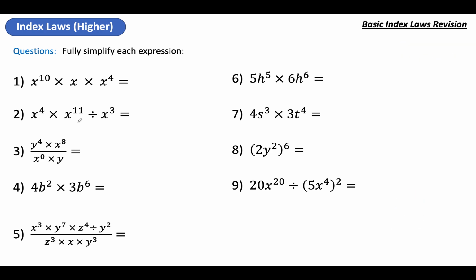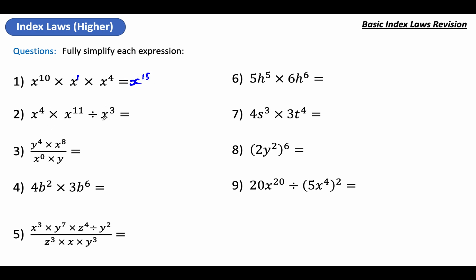Okay, so you've done the questions or the time's run out. Let's give you the answers. Now, first things first, let's have a look at this. This x on here is really x to the power of 1. So when we're multiplying, we're going to add all of these together. 10 plus 1 is 11, plus the 4 makes 15. You can't just ignore that power.